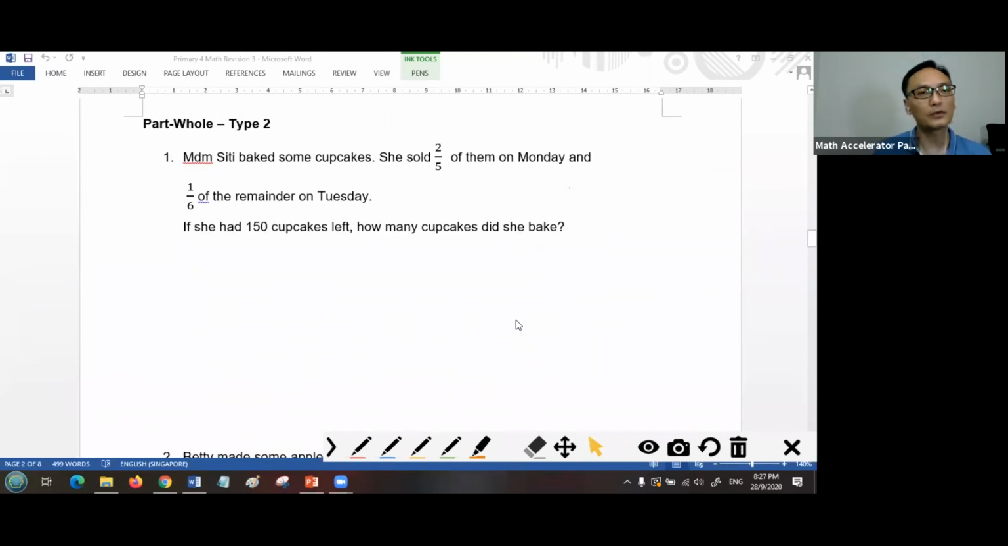Right, so now we're going to move on to part whole type 2. How is type 2 different from type 1?